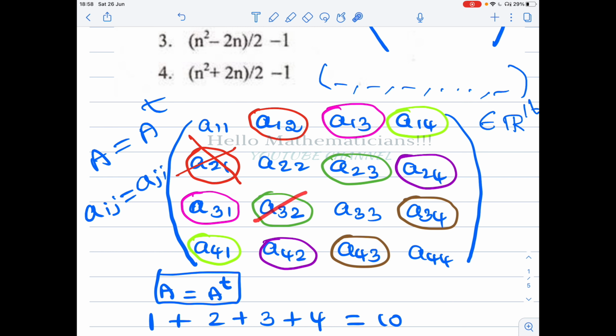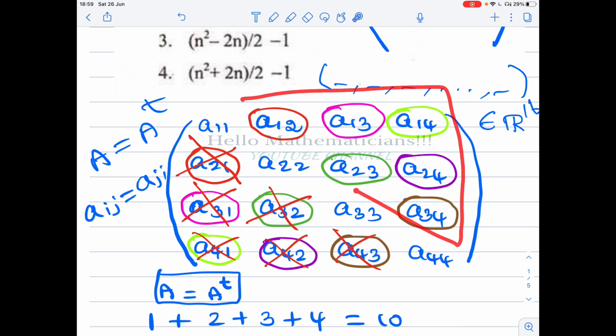Similarly, this is a dependent variable, this is a dependent variable, this is a dependent variable. All these will be dependent variables, and all these variables will be independent variables. Once you fix this, you can vary this variable, but the other variable depends on it and will change. So it is not going to contribute to the dimension. Now all these are free variables.